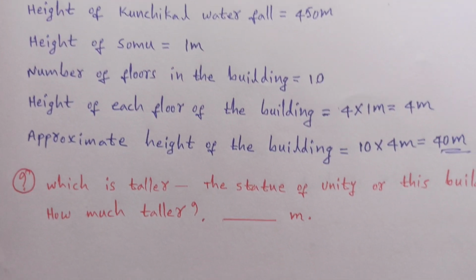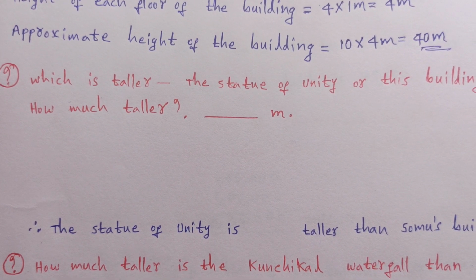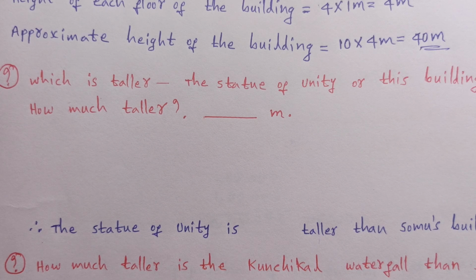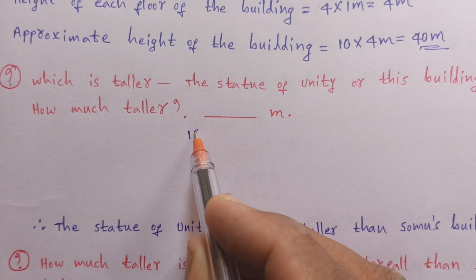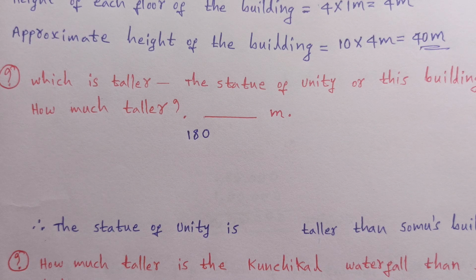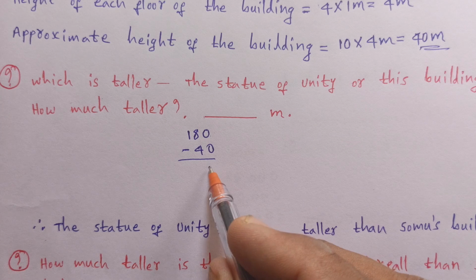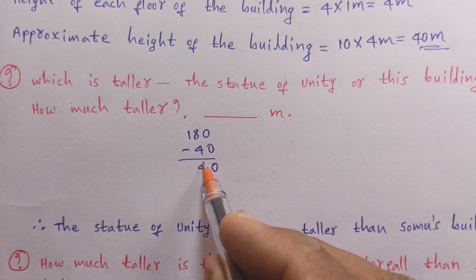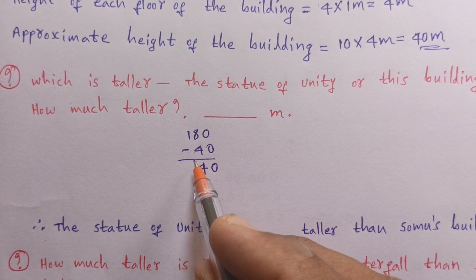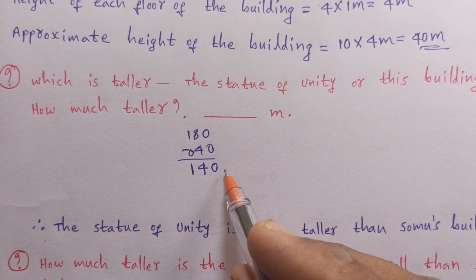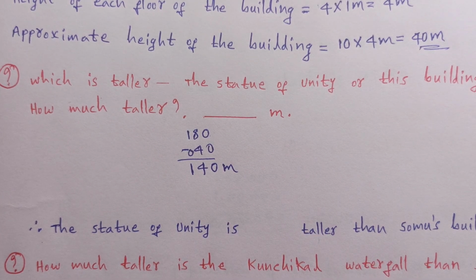Now coming to the first one. Which is taller, the Statue of Unity or this building, and how much taller? So simply we have to subtract here. Height of the statue is 180 meters. From 180 meters we have to subtract the height of the building, already we calculated 40. So in ones place 0 minus 0 is 0. Tens place 8 minus 4 is 4. And hundreds place 1 minus nothing; you can assume 0, otherwise 1 minus 0 is 1. So total it is how much? 140 meters.